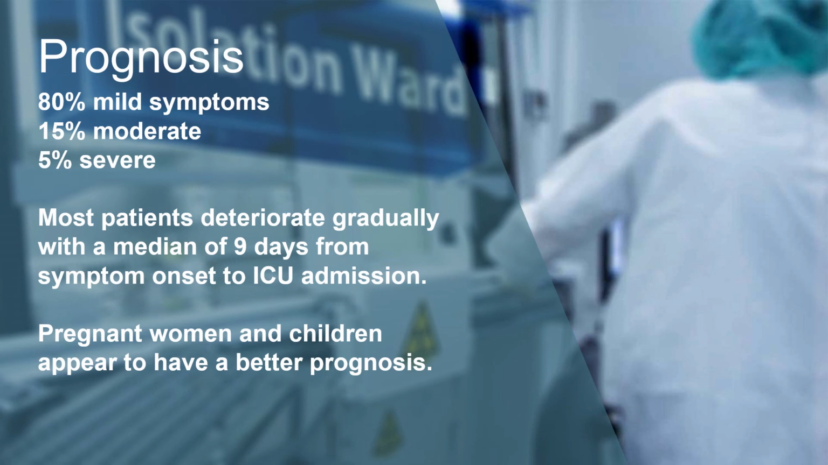Prognosis. Based on the experience in China, 80% of the patients had mild symptoms, 15% had moderate, and 5% had severe symptoms requiring mechanical ventilation. Most patients deteriorate gradually with a median of 9 days from symptom onset to ICU admission. Pregnant women and children appear to have a better prognosis. Also, there are factors associated with worse outcomes, including increasing age, comorbidities such as diabetes, cardiovascular disease including hypertension, and chronic lung disease, and a higher SOFA score upon admission.